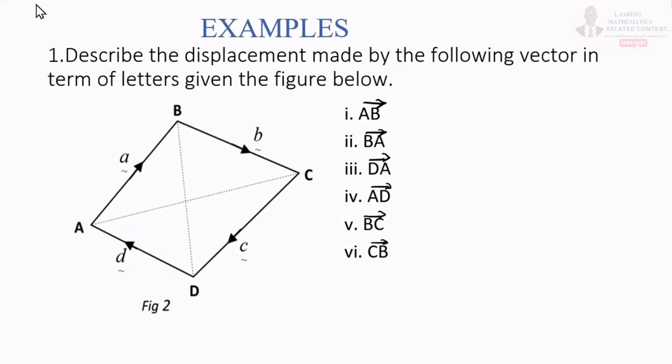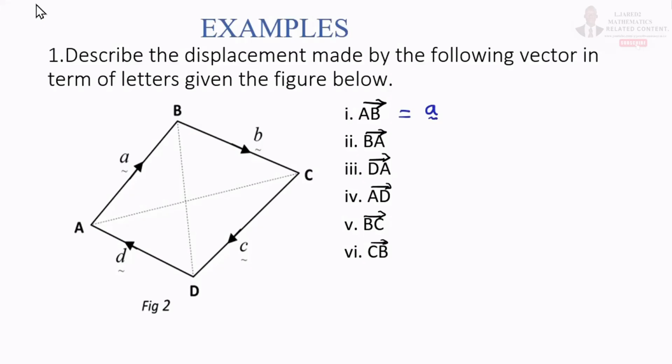So let's have our response. Vector AB: let's look at the direction of this vector. It is from A to B with this arrow, and it is given by a, implying that vector AB equals a because of this direction.